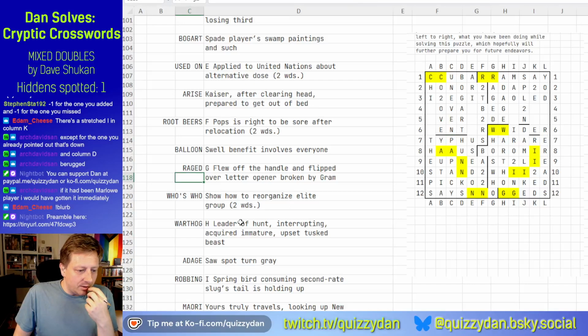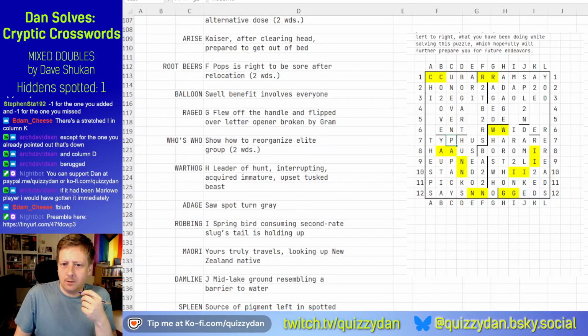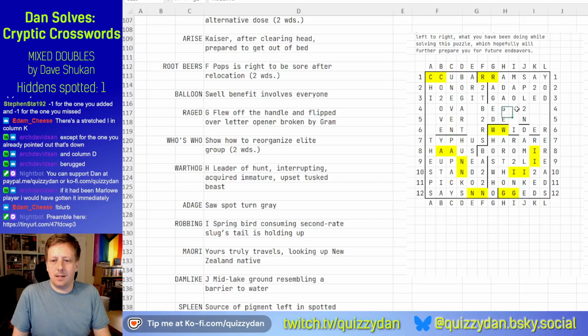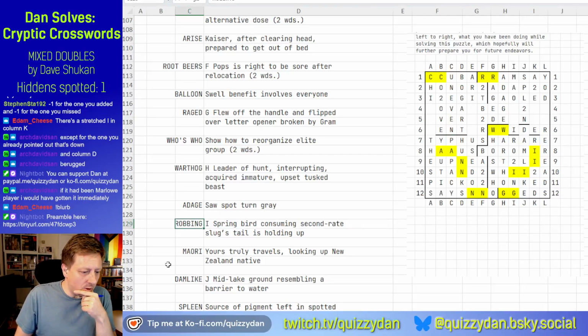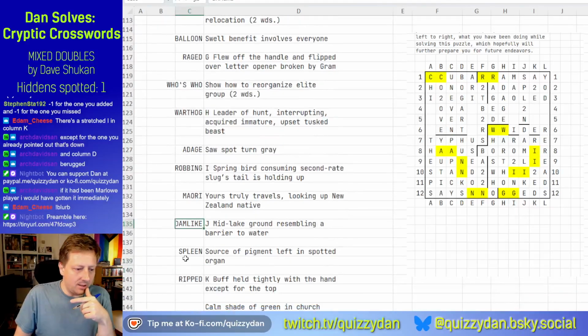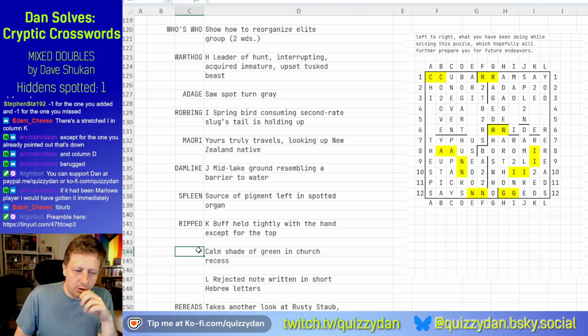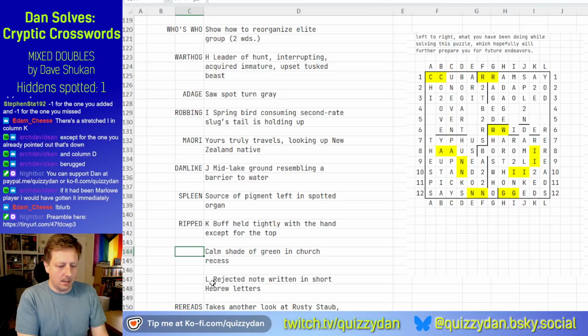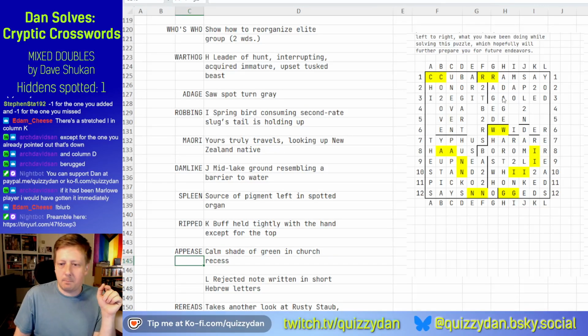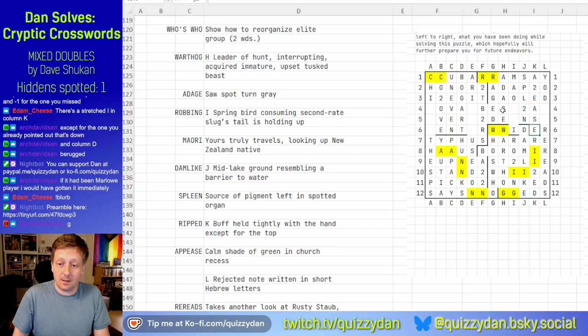And who's who is now set. Warthog is there. Adage is there. Robbing. Okay. And do we know? No, there's a stretched letter somewhere in there, but we don't know which one. Damn like. That's fine. Spleen is there. Ripped is there. Okay. Calm shade of green in church recess. Okay. Appease. So you've got apps in P. Oh, I said all the things. But it's P in apps for appease.